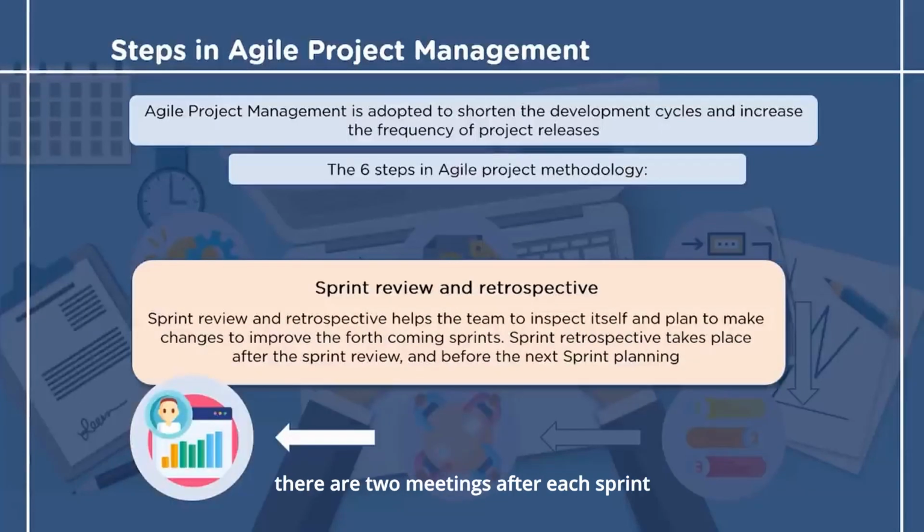The last step is the step of sprint review and retrospective. There are 2 meetings after each sprint. First meeting is for the sprint review. This meeting is with the stakeholders to show them the finished product. This helps both sides to build a relationship and discuss if there are any issues in the end product. The second meeting is for having a sprint retrospective. This meeting involves the stakeholders to discuss what went well and what went wrong during the sprint. Sprint retrospective takes place after the sprint review and before the next sprint planning.